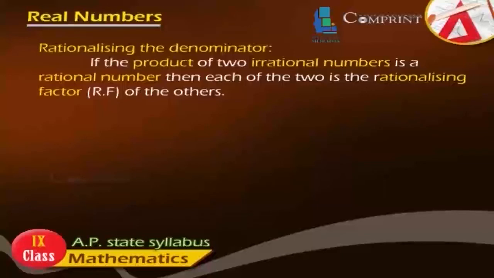Rationalizing the denominator. If the product of two irrational numbers is a rational number, then each of the two is the rationalizing factor of the other.